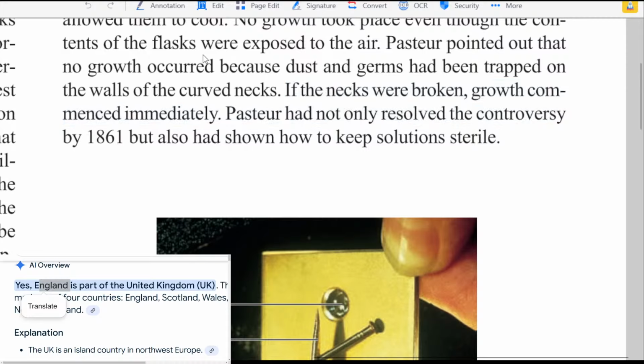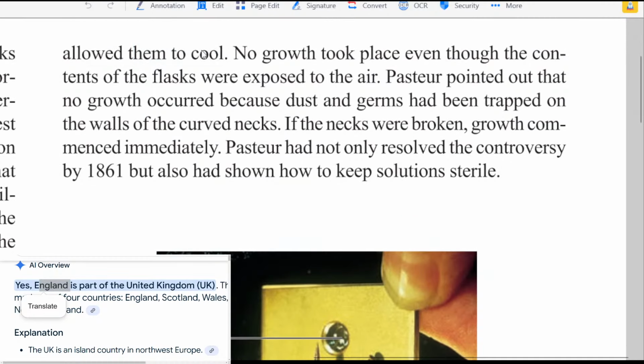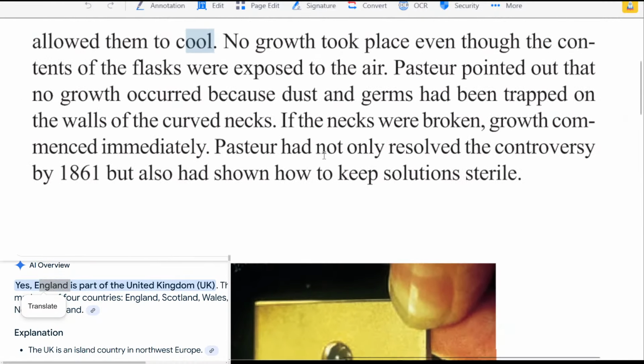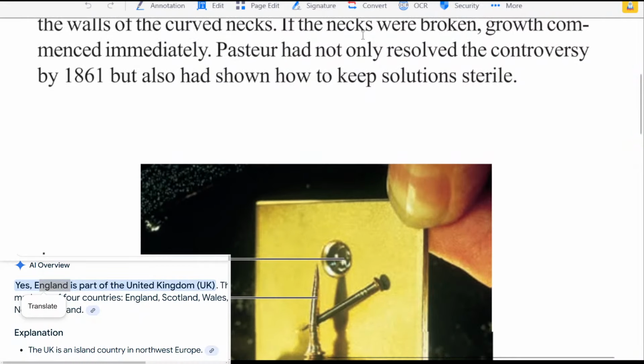Like I told you, he allowed them to cool. If he kept boiling it for days and days, no microorganisms would ever grow, even if he kept boiling it for a year, right? But he let them cool, right? Cooling was the problem. When you stop heating, new microorganisms go into the same nutrient. So of course they are going to grow, because who is heating them? So that's why when the necks were okay and working, the microorganisms couldn't go into the sterile medium, and yeah, no growth could take place. But when they were broken and air was in direct contact with the nutrients, the growth occurred. So Pasteur had not only resolved the controversy by 1861, but also had shown how to keep solutions sterile.